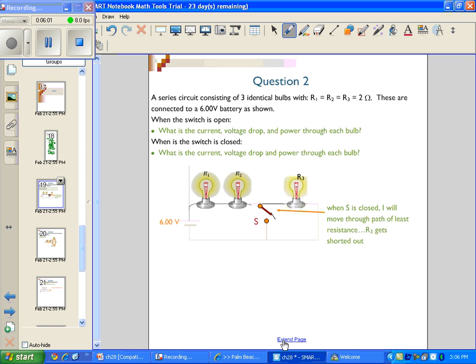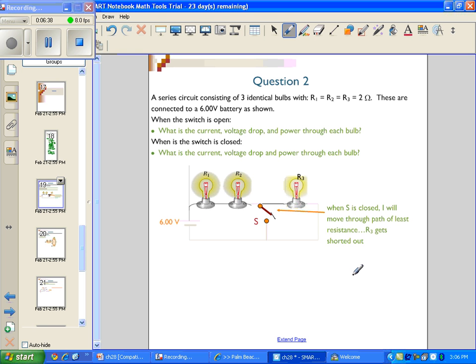Next question. Here in question 2, we're told to consider these 3 resistors, R1, R2, and R3, which are identical and have a value of 2 ohms. These are connected to a 6-volt battery. In the first case, we're told that the switch is opened and we're asked to determine current, voltage drop, and power through each bulb. In the second case, we're told that the switch is closed and we're asked to determine all of these quantities again.